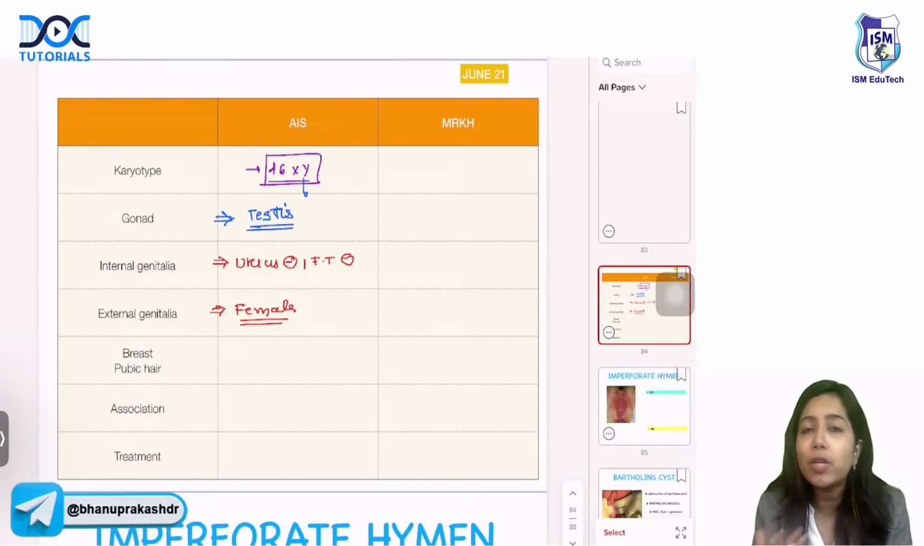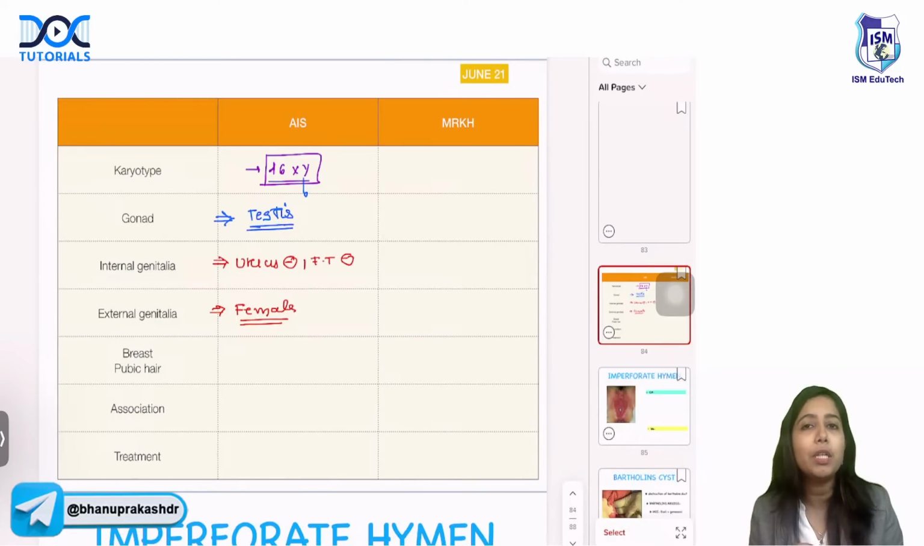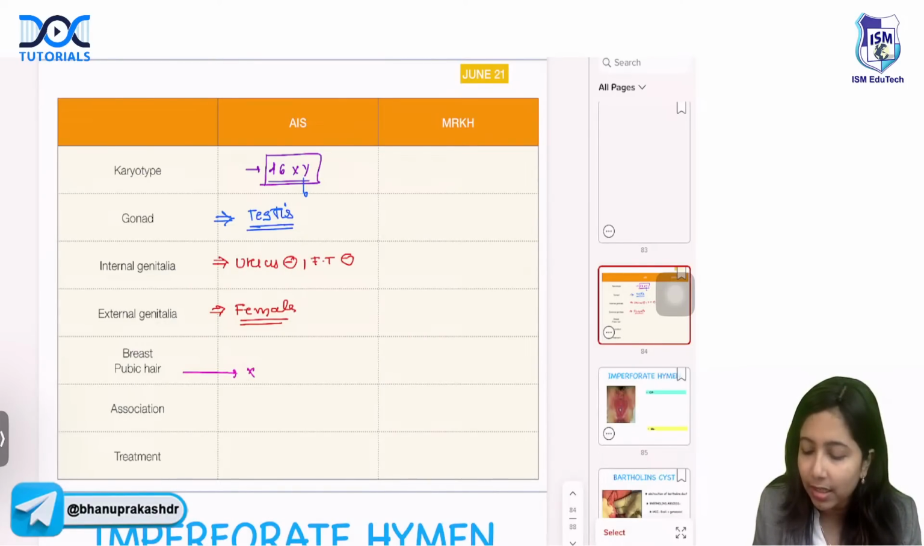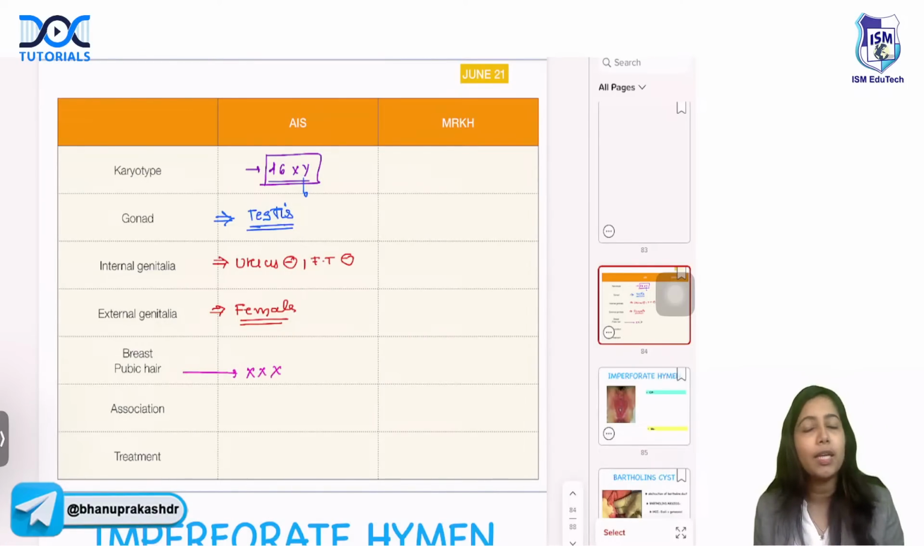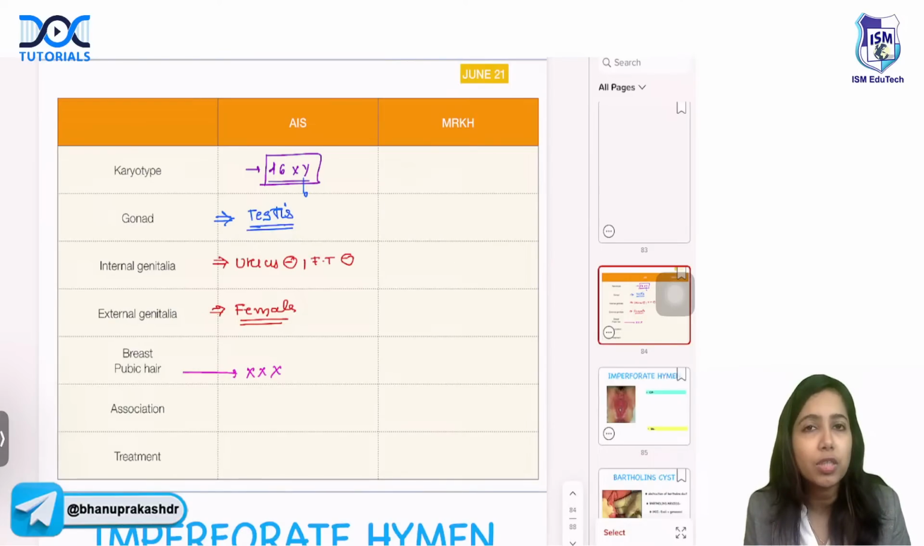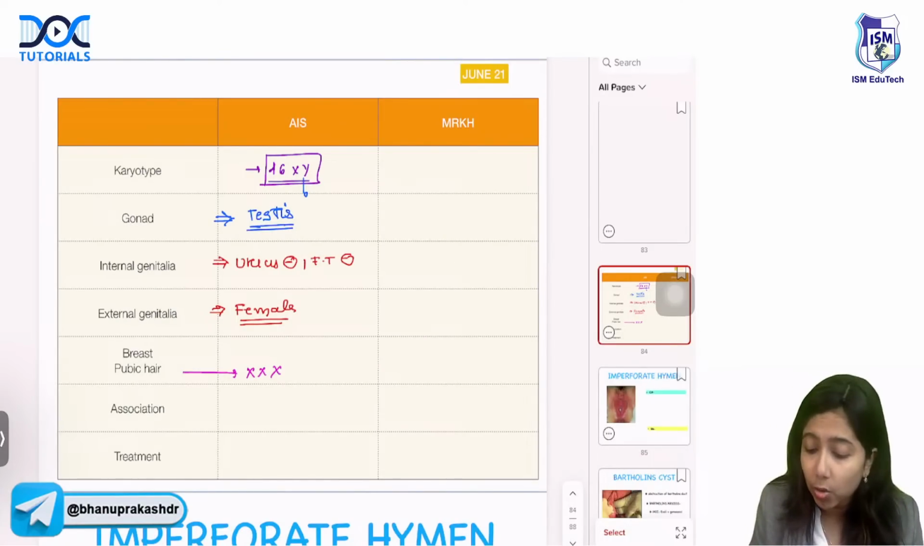As they are insensitive to androgen, you know that hair development requires androgen. These individuals are insensitive to androgen, so they don't have any hair. They don't have pubic hair. They don't have axillary hair. What about breast development? All these excess androgens are converted into estrogen. So they have high levels of estrogen, and this estrogen will lead to well developed breast. They have well developed breast.